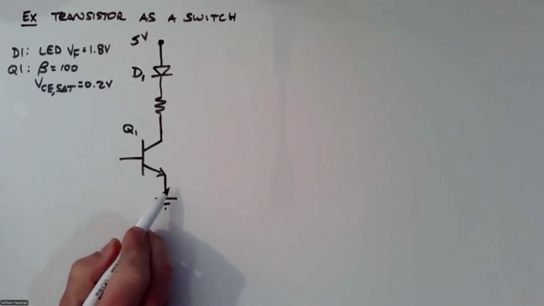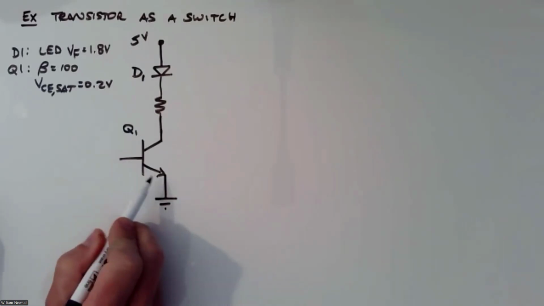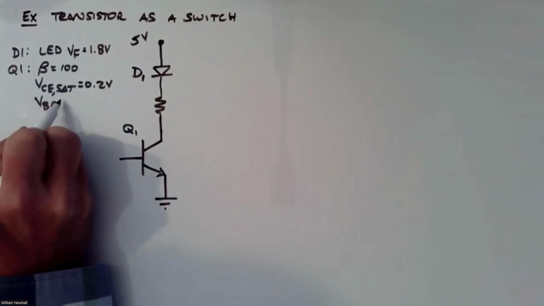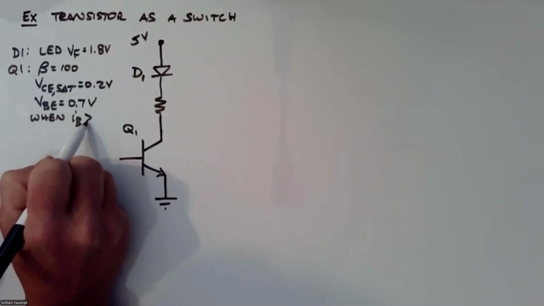And let's say that when you have current running from base to emitter, remember that looks like a diode junction between base and emitter. VBE equals 0.7 volts, looks like a silicon diode, when IB, the base current, is greater than 0. That means just when base current is flowing.